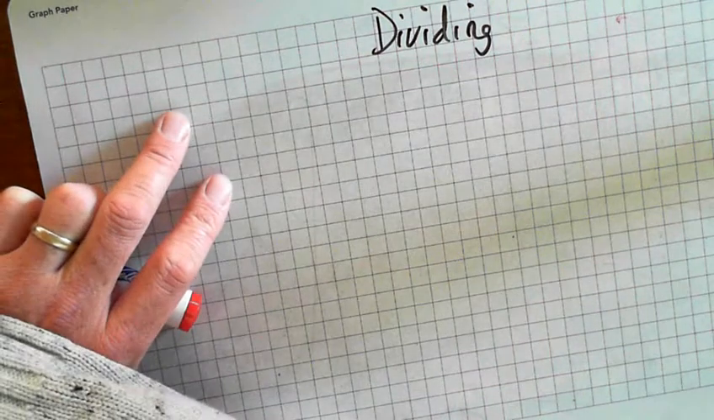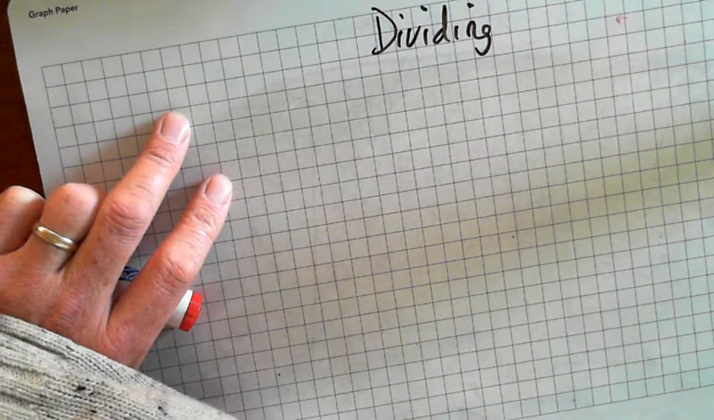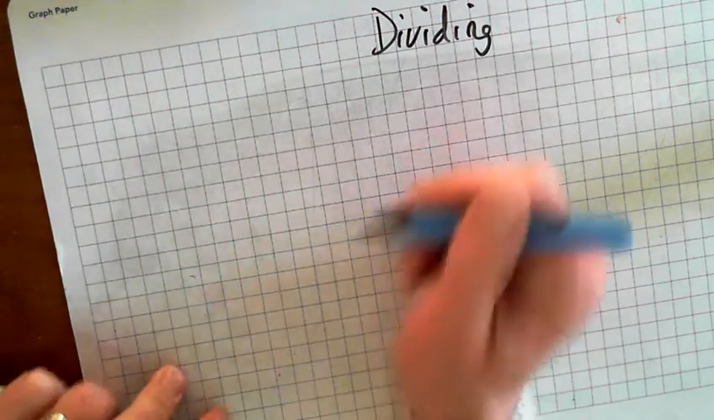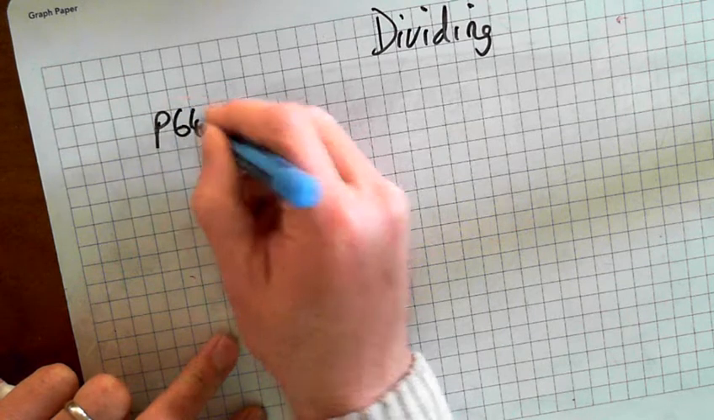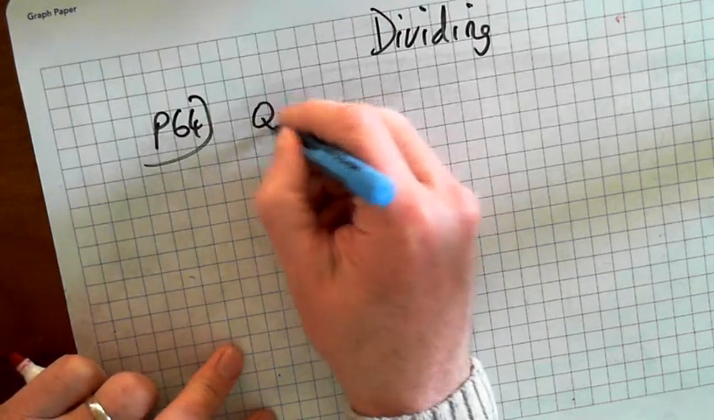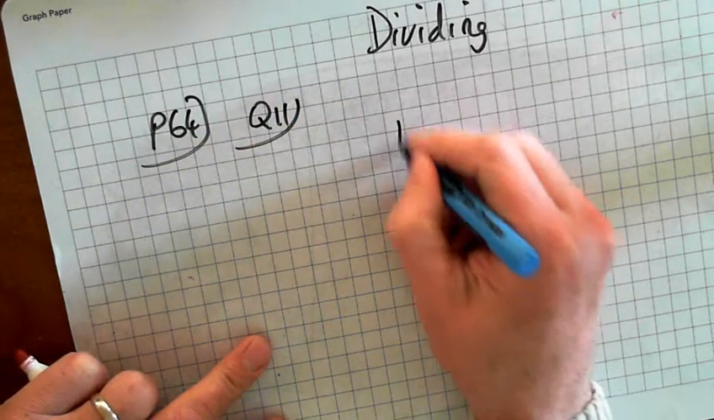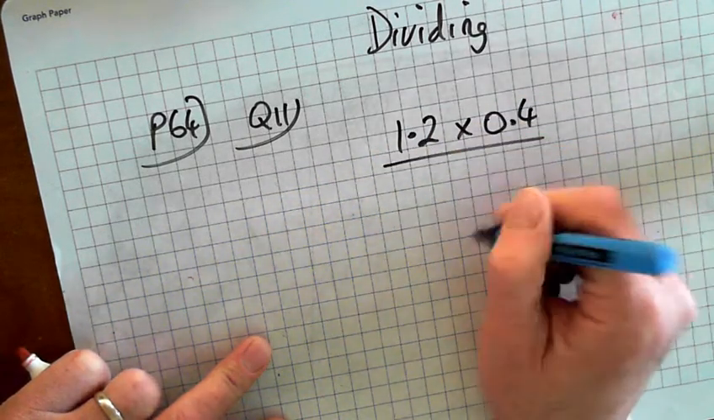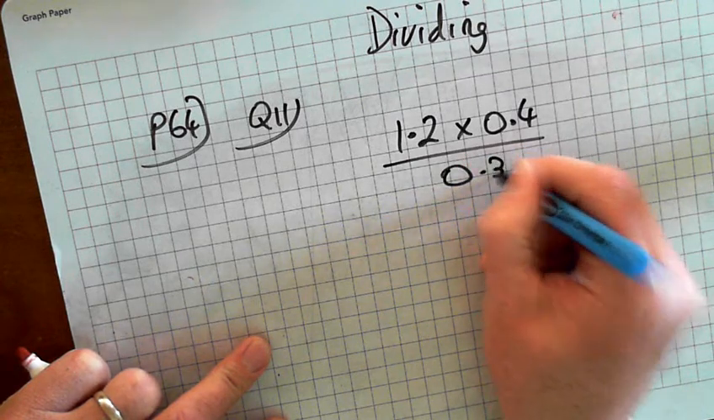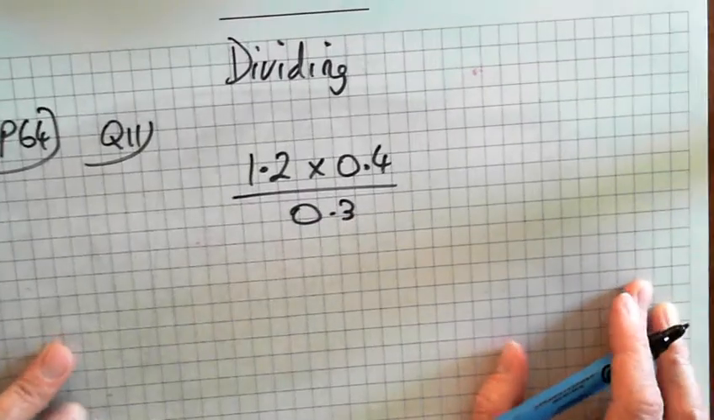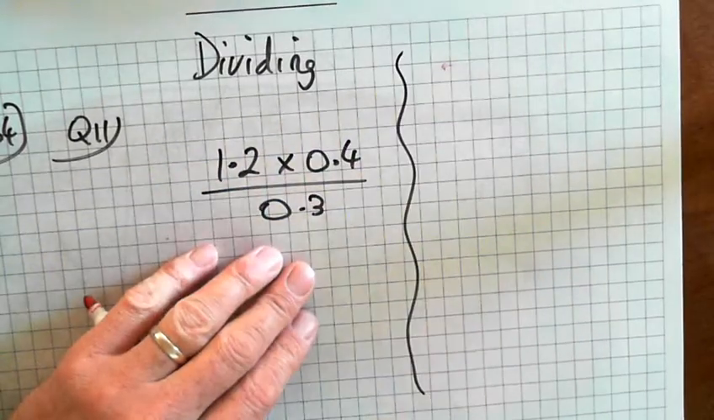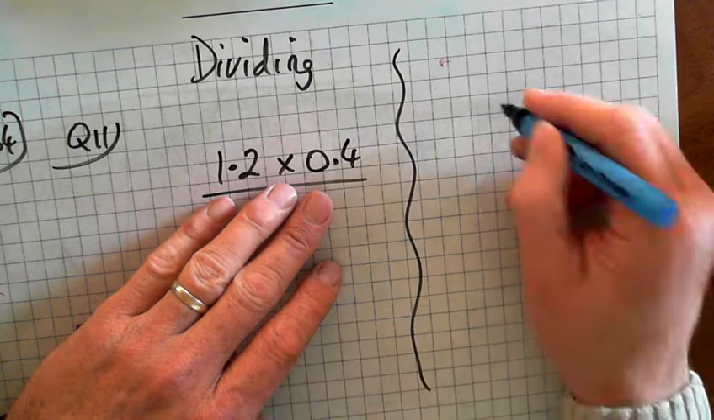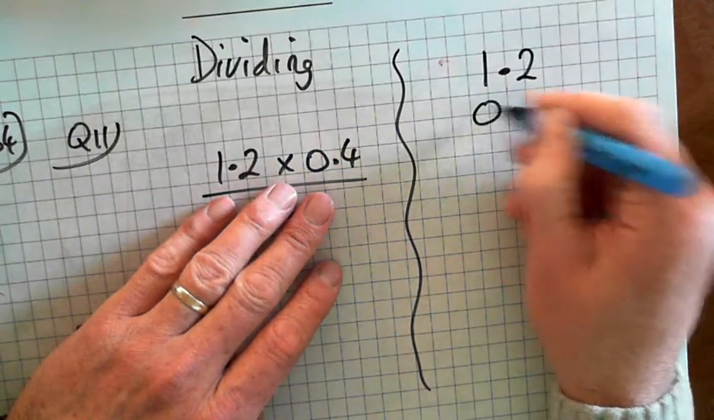Okay. Now, on page 64, this is, let's say, question 11 that you wanted to do. So 1.2 times 0.4 divided by 0.3. Now watch, pay attention please. You can get an additional piece of paper and do the multiplication first. Do the top bit first. So 1.2 multiplied by 0.4.